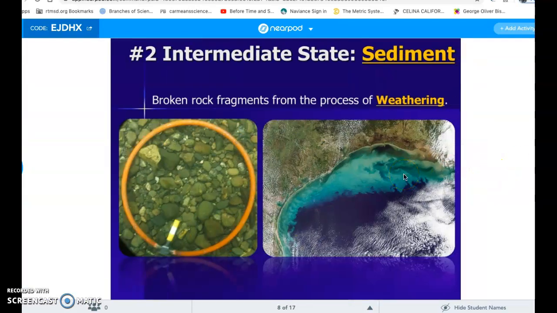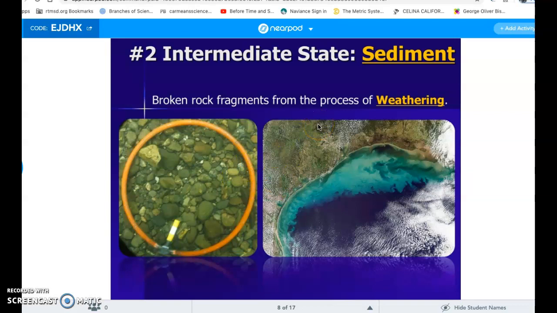All right, the second intermediate state has to do with sedimentary rocks, and that's sediment. So sediment is broken rock fragments, and these broken fragments come from the process of weathering. And so weathering is a natural process that causes the breakdown or breaking up of rocks into smaller pieces. And there's a lot of different things that can cause weathering.